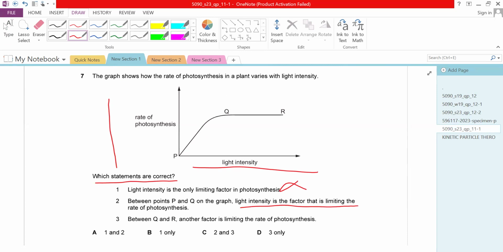Is it the factor that is limiting the rate of photosynthesis? Yes. Between Q and R, there is another factor that limits the rate of photosynthesis. Okay, so statement 2 and statement 3 are correct, which means option C is correct.